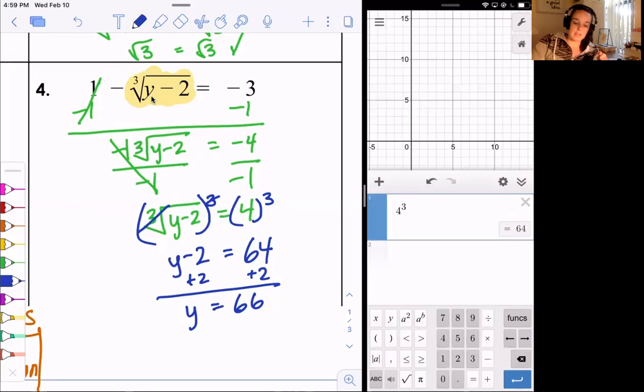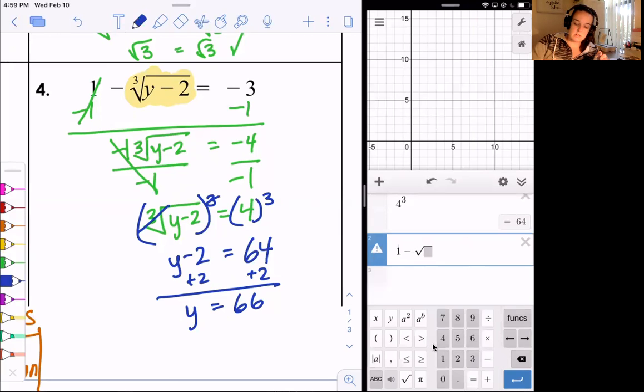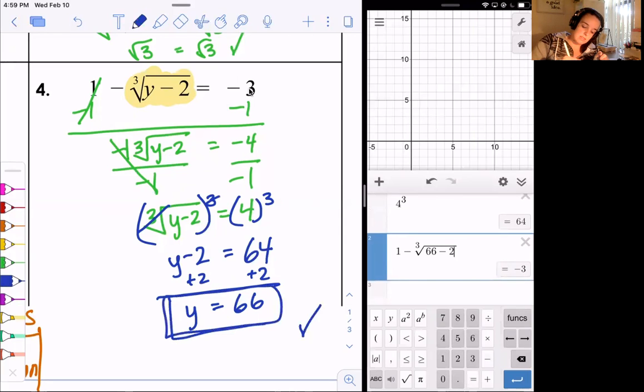I'm going to go ahead and plug it in there. So I have 1 minus the cube root. I'm going to go to functions, go to miscellaneous, go right here. You get 3, and then 66 minus 2. Right, and I can see that the answer is negative 3, and that is what I was supposed to get there. So it does indeed check out. This is my correct answer.